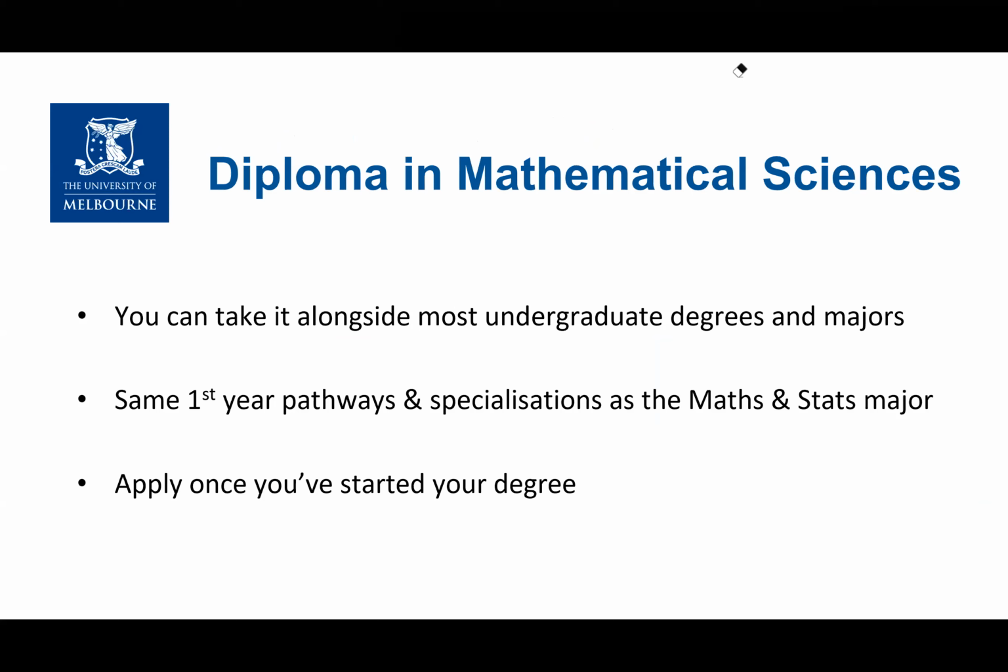Well, the diploma in mathematical sciences, you can take it alongside most undergraduate degrees and majors. I say most because there's a couple of exceptions. You can't take it alongside other very mathematically intensive majors like mathematical physics, for instance, but the vast majority of our other undergraduate courses and majors, you can take this diploma of mathematical sciences alongside.